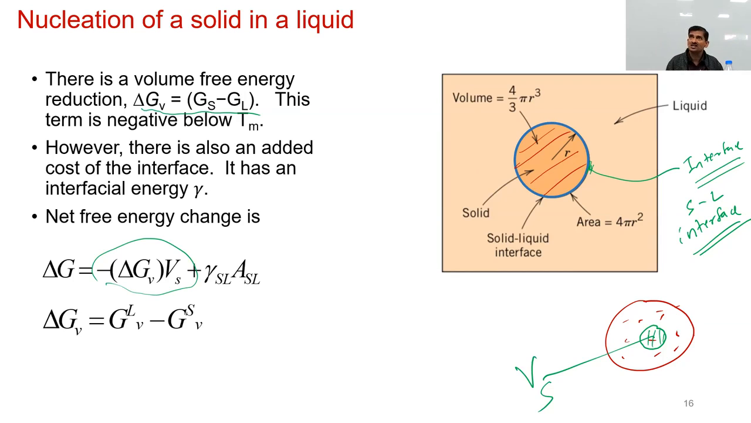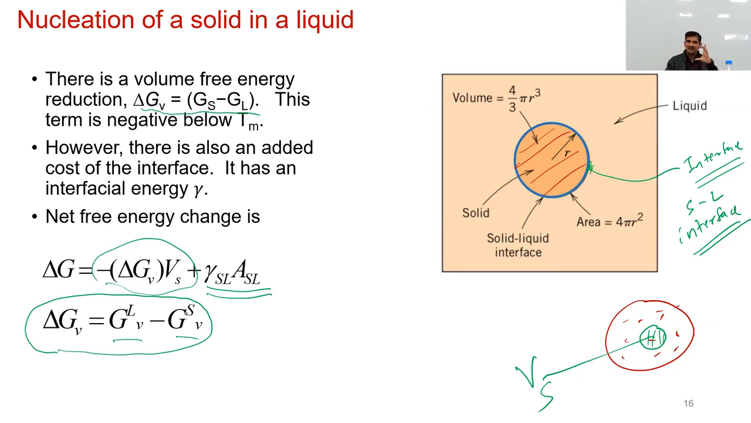But as we just saw, there is also an interface. So the interface will have a positive contribution. It will try to oppose the formation of this cluster, and hence this term is positive: gamma, the solid-liquid interfacial energy, into the area of the interface. And this delta GV, the free energy driving force or the reduction in free energy, is simply given by the volume free energy of liquid minus the volume free energy of solid.